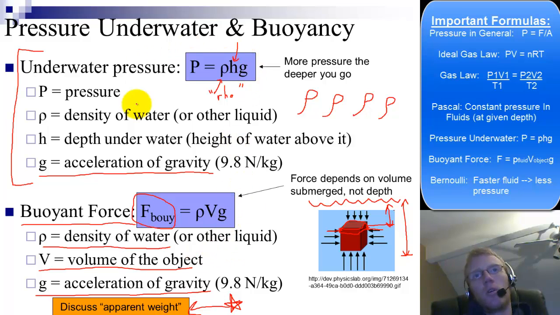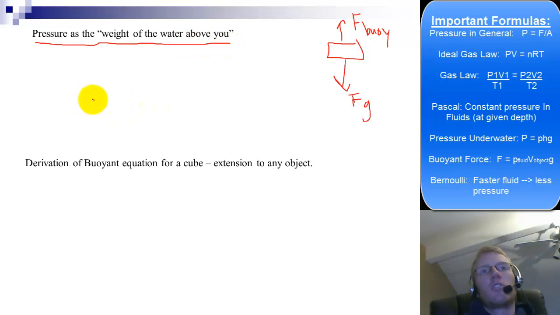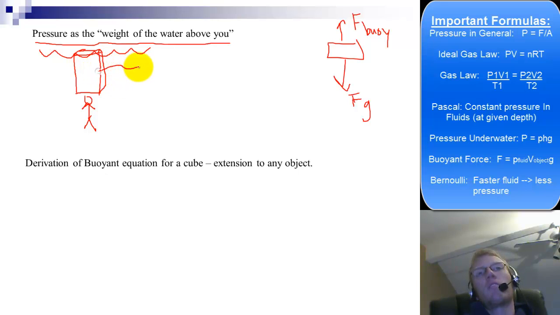Okay, so now I'm going to go into an alternate way of thinking of this buoyant force. So here we go. Think of pressure as the weight of the water above you. Okay, so if you're standing here underwater, and then here's the surface of the water, you've got basically a big rectangular pile of water above you. Okay, let's look at the weight of this water.